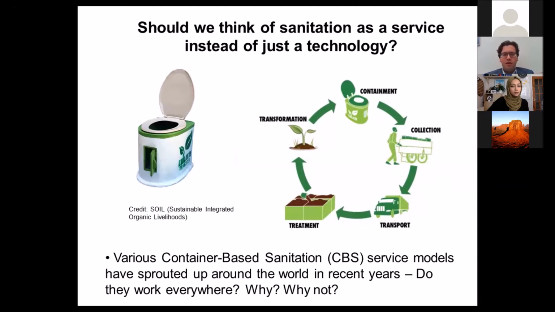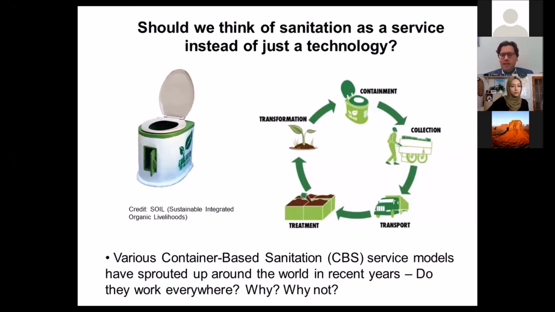So for example, in this business case, the organization is called Soil, which stands for Sustainable Integrated Organic Livelihoods. They provide a container-based toilet, and then they actually provide a service where they come by on a regular basis. It might be weekly or every 2 weeks, and they'll take the part of the container away that has the waste, and they'll give you a fresh container. So it's almost like collecting rubbish on a regular basis.